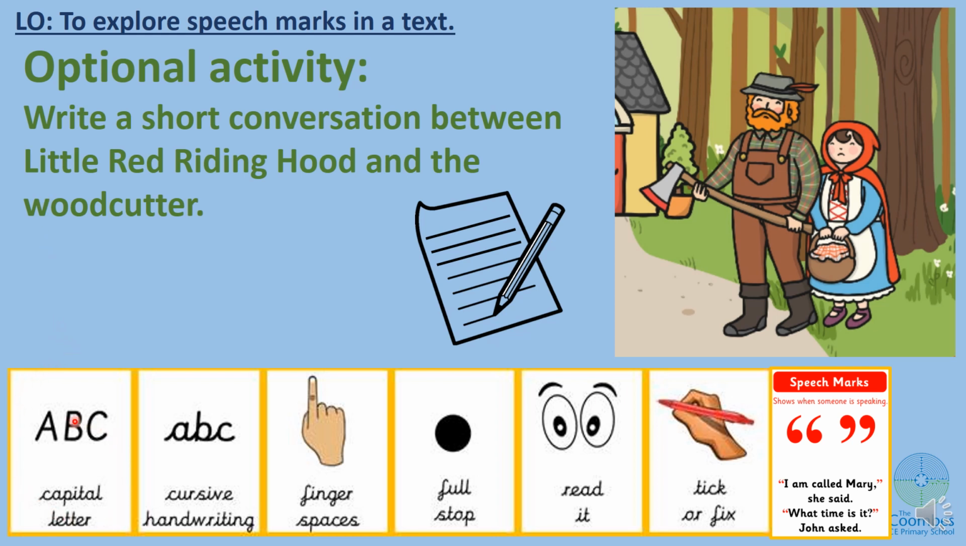If you choose to do the optional activity, you need to make sure you are starting your sentences with a capital letter. You're using your neatest cursive handwriting. You use finger spaces between the words. You end your sentences with a full stop, or if it's a question mark, or if it's an exclamation sentence, an exclamation mark. Then you need to make sure that you read your sentence and check that it's okay. If you want to, you can tick or fix your work to make sure it is correct.